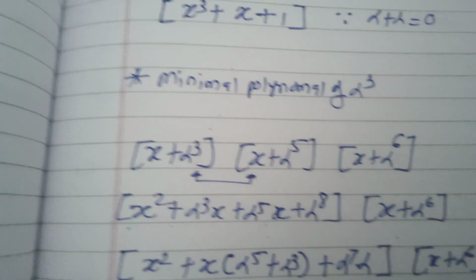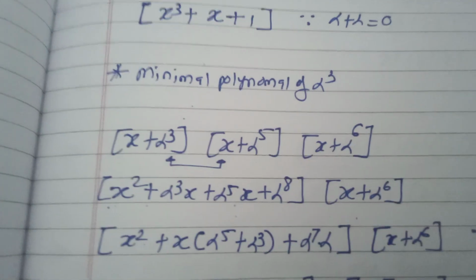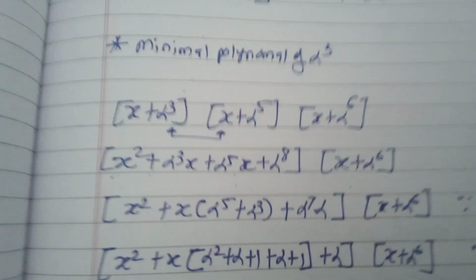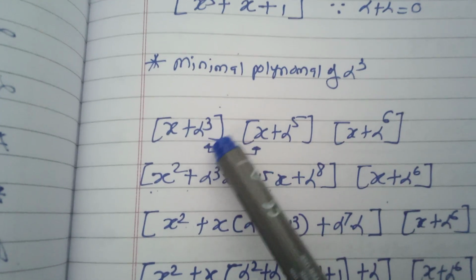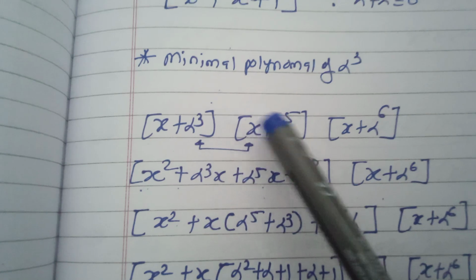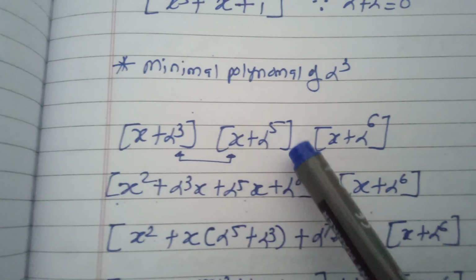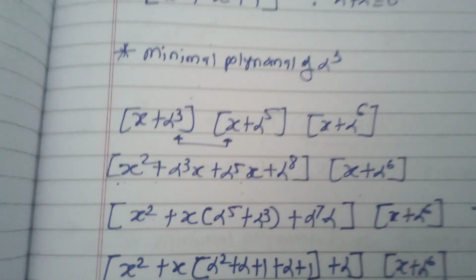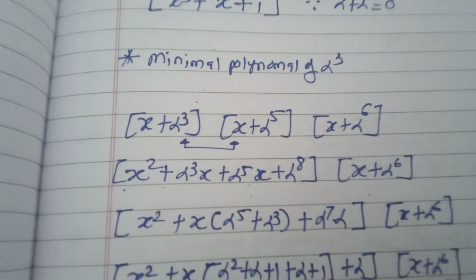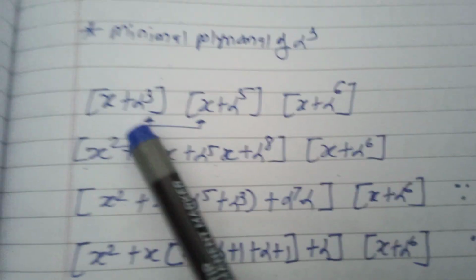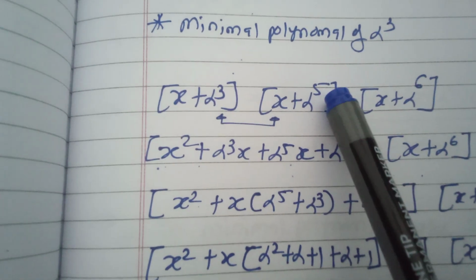So let us obtain the minimal polynomial for alpha cube. Its conjugate members are alpha 5 and alpha 6. So minimal polynomial is x plus alpha cube, x plus alpha raised to 5, x plus alpha raised to 6. So multiply first two brackets. So it will be x into x square, x into x square, x into alpha raised to 5.